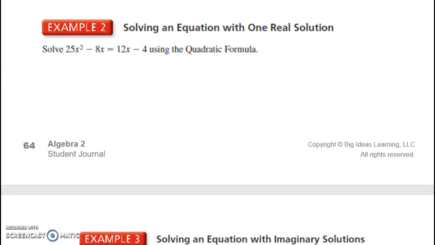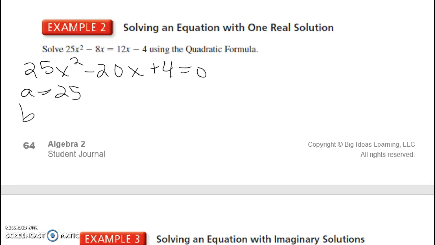Again, step 1, we're going to equal it to 0. So I'm going to move everything over to the x squared side. After doing that, I can easily pick out a, b, and c. A is 25, b is negative 20, and c is 4. Then carefully plug those numbers in to the quadratic formula.